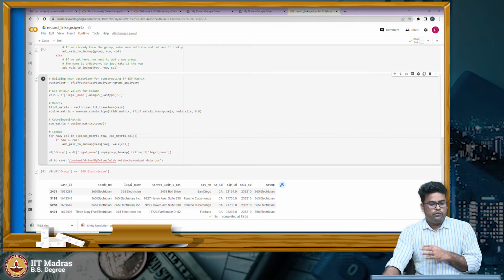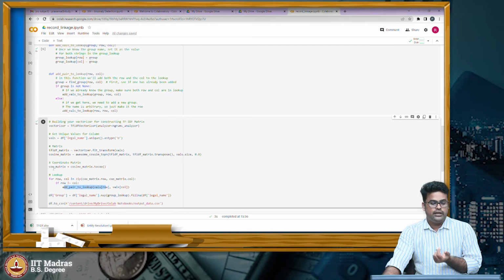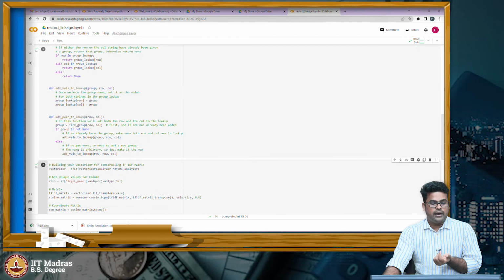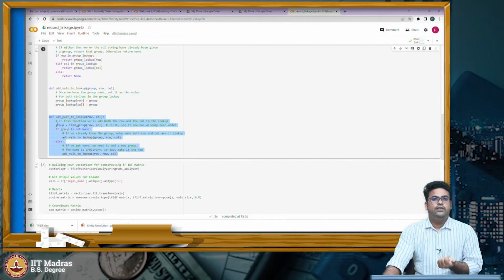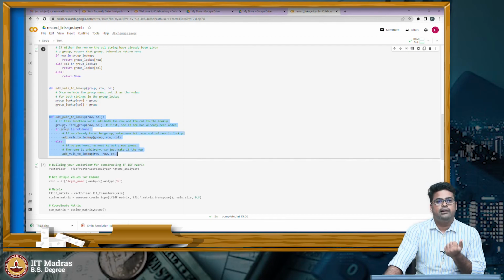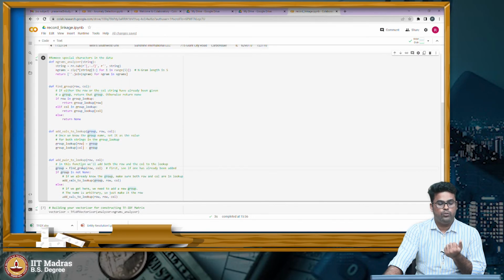For each of the values of my coordinate matrix, as seen here, obviously we are going to discard the diagonal elements because essentially it is the same. As long as the row is not equal to the column number, we are calling our function add pair to lookup. So what happens here? Each of the m cross n combinations of the coordinate matrix is passed to our first function. In this function we are checking whether this particular m cross n combination already exists in a group or not. That is our find group function.